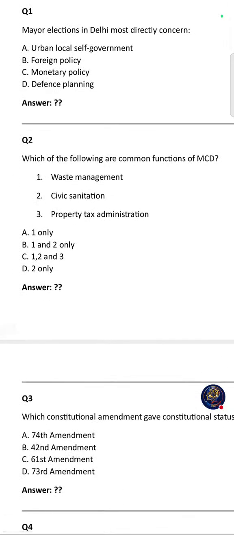Which of the following are common functions of MCD? 1. Water management, 2. Civic sanitation, 3. Property tax administration. The correct answer is all the three are correct.